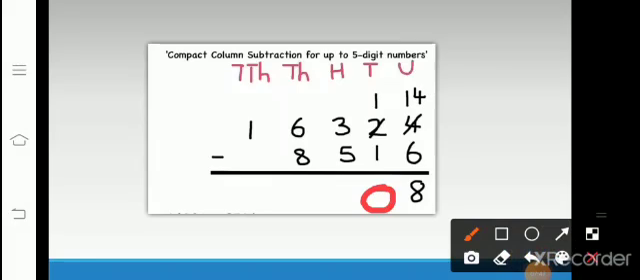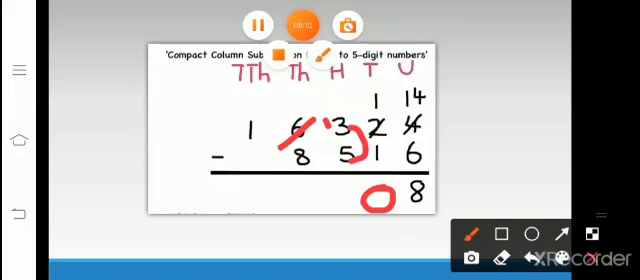Then again at the hundreds place, we could not subtract 5 from 3. So we have to make it 13. How? We just borrow one number and write 1 here. It's 13 now. So how do we subtract 5 from 13? What will we get? It's 8 now.